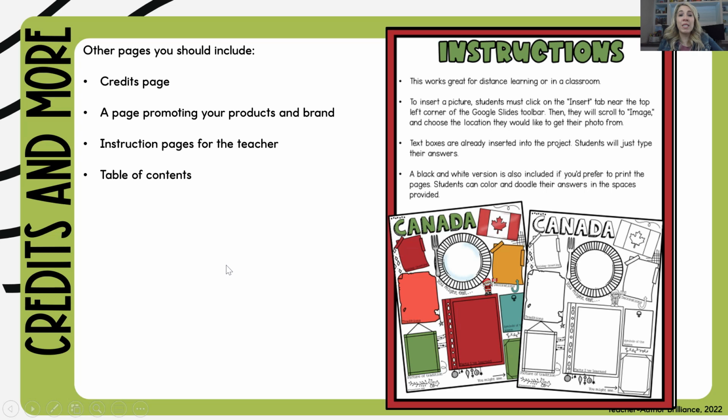You might also consider including instruction pages. It's nice to include instruction pages on how to use a product. You might think that this product is very simple and easy to figure out, but it doesn't matter how simple or easy to figure out it is. There's always going to be a teacher that's going to have questions. So ask and answer every question you can in your instruction pages.